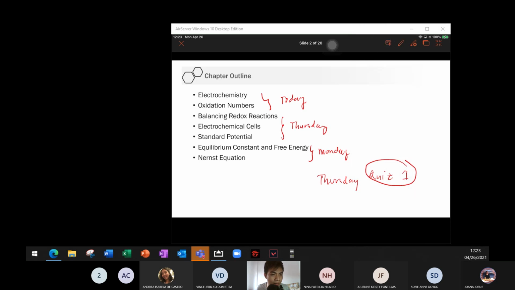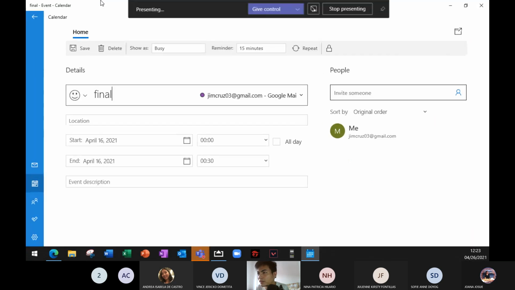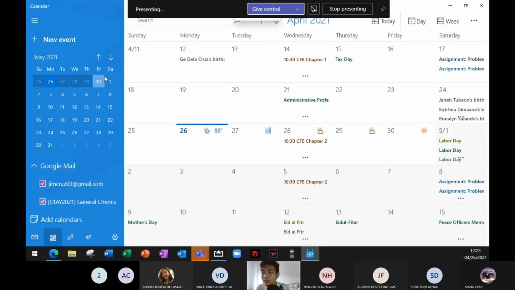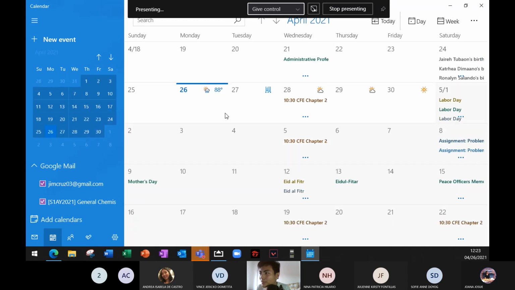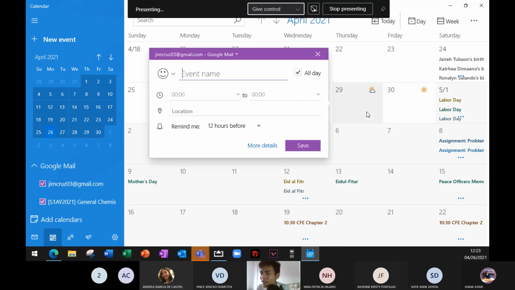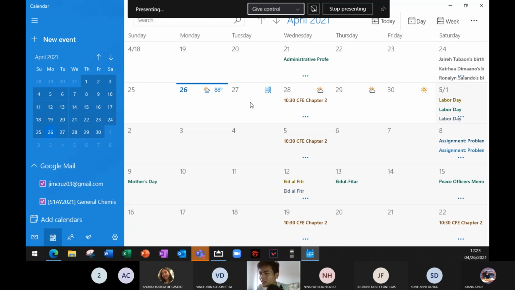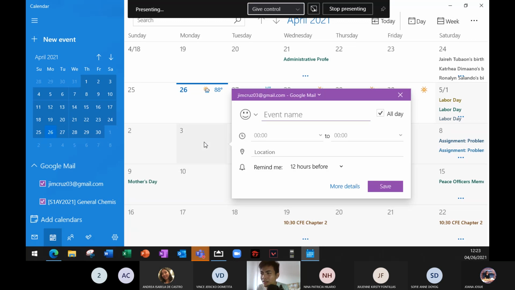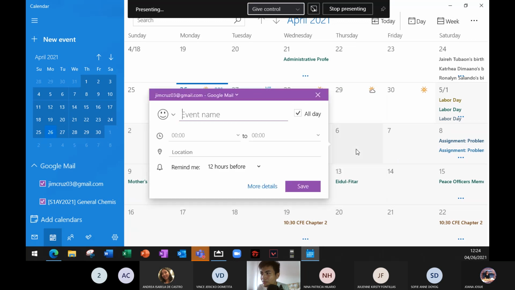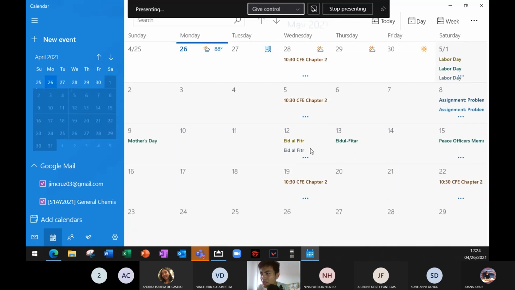Let me just pull my calendar here. Bibigay ko na yung mga calendar sa inyo. Pakita ko na yung calendar natin. So, ito, first day natin ng Electrochem. Second day ng Electrochem sa 29. Sa 3, ito ay last day ng Electrochem. Then, magkuquiz kayo on Thursday, May 6.